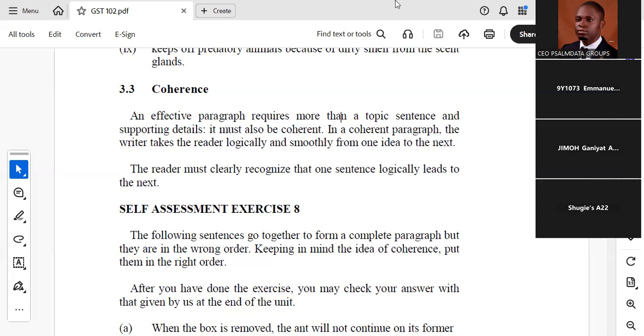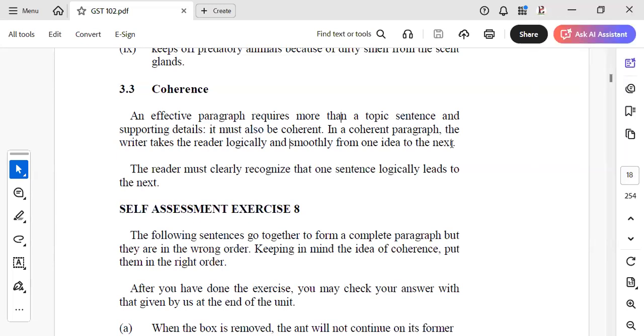In a coherent paragraph, the writer takes the reader logically and smoothly from one idea to the next. That is the word coherence. So when you see this in your exam, what they're asking you is coherence: the writer taking the reader logically and smoothly from one idea to the next. Now, the reader must clearly recognize that one sentence logically leads to another. That is very important to the reader.